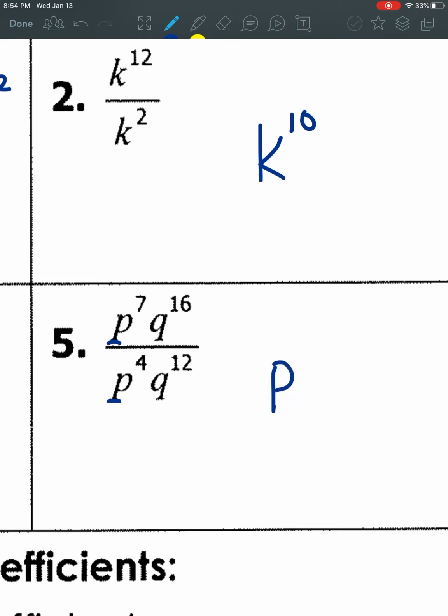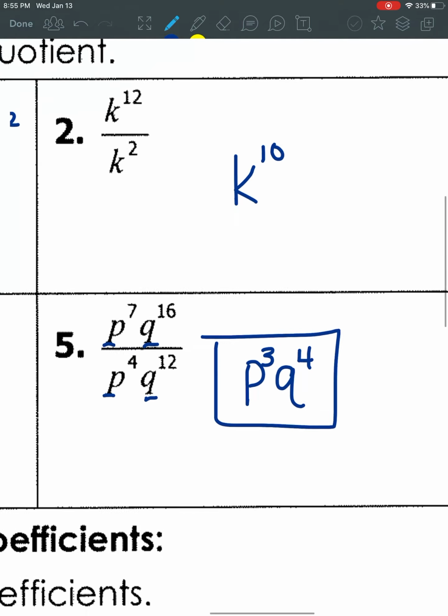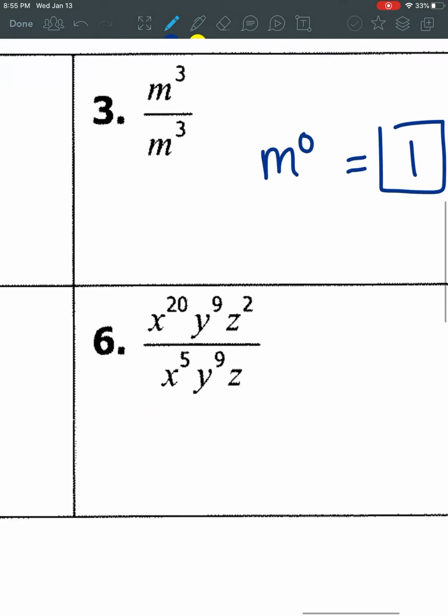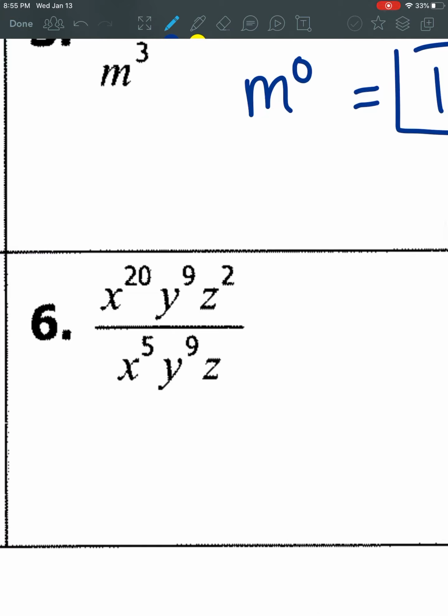Again, same thing here. Our p's keep the same base. 7 minus 4 is 3. And then the q's also have the same base, so q, 16 minus 12 to the 4th. p cubed, q to the 4th.